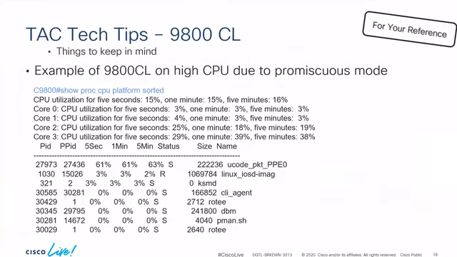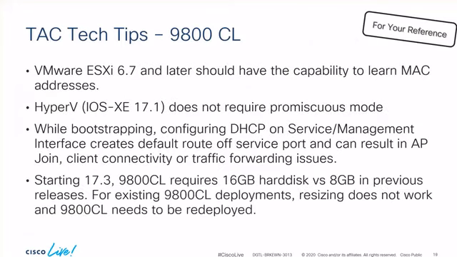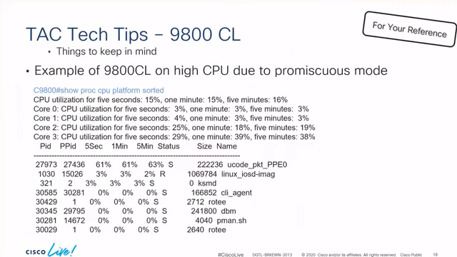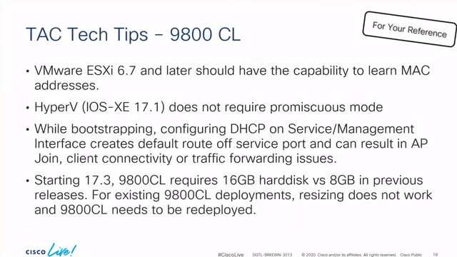One such example is from the lab here. As you can see, the 9800 CL is in promiscuous mode, but its CPU utilization keeps spiking up to 60% because there are other VMs deployed in the same port group. Now, ESXi 6.7 and later should have the capability to learn MAC addresses, but we haven't seen that interplay with how the forged transmits need to be set up. So those still apply. Hyper-V is one deployment where promiscuous mode is not required. So that's a cool thing there.